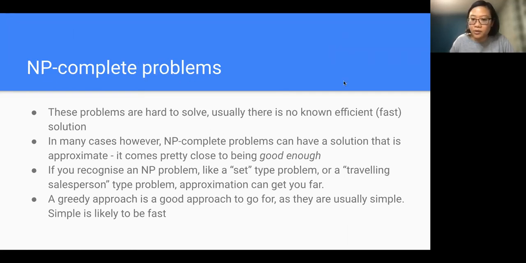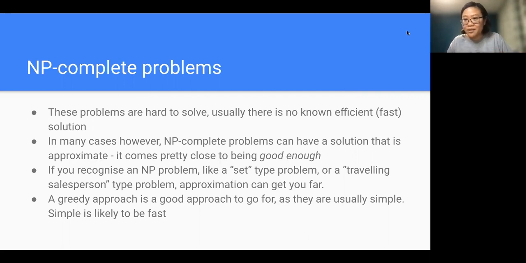So, as I said, these problems are really, really hard to solve. Usually there's no known efficient solution. But in many cases, NP-complete problems can have a solution that is approximate. This is another technique you might hear or read about when you read more about greedy algorithms, called approximation. It comes pretty close to being good enough. So if you recognize an NP problem, likely to be a set type problem, like the knapsack, where you have different sets of bags of flour, or a traveling salesperson type problem, approximation can get you very far.